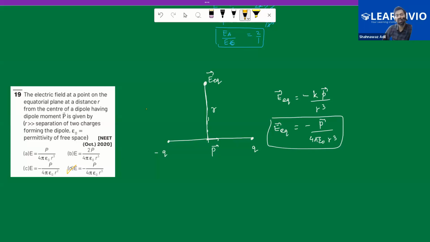So you see that this was a direct question, right? We have just remembered two results from the dipole.